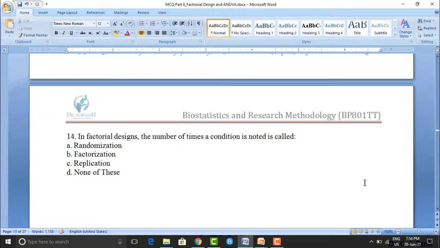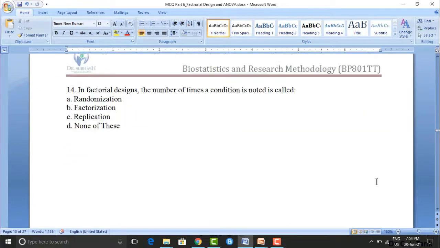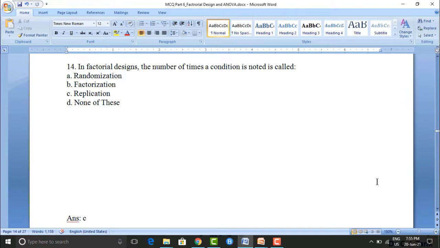In factorial design, the number of times a condition is noted is called option A, randomization, option B, factorization, option C, replication, and option D, none of these. The correct answer for this question is option C, that is replication.